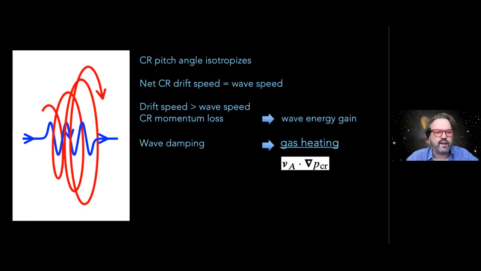Therefore, this wave can scatter these cosmic ray protons back and forth until their net drift speed adjusts to the speed of this fluctuating wave, or Alfvén wave. If you try to move these cosmic rays faster in one direction, they will have to lose momentum, lose energy, and pass that energy to this wave. The wave will grow, and the subsequent damping of this wave will lead to gas heating. So, not surprisingly, the heating of gas by cosmic rays depends on the Alfvén speed and the pressure gradient in cosmic rays. These are necessary for this to happen.